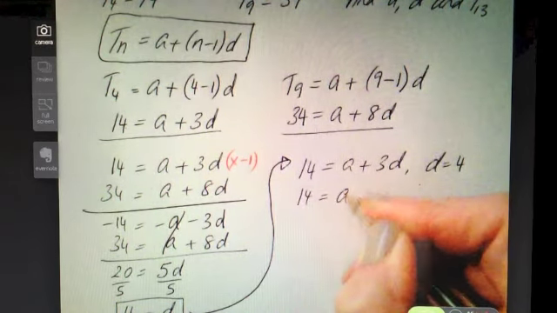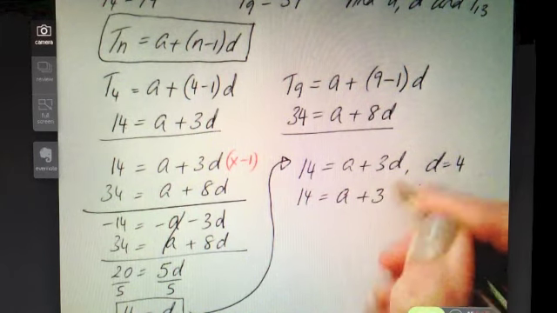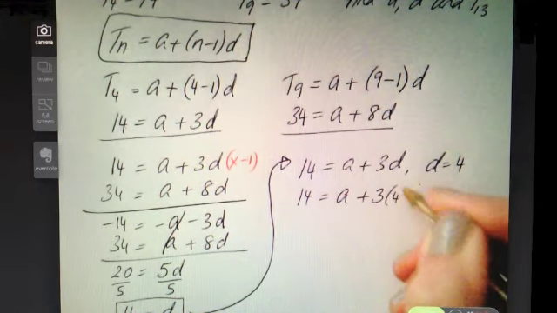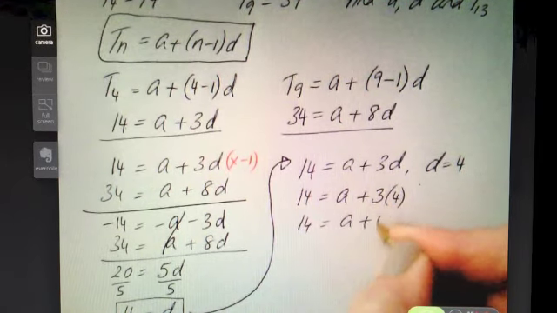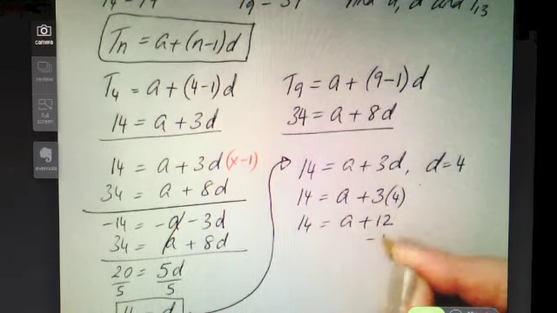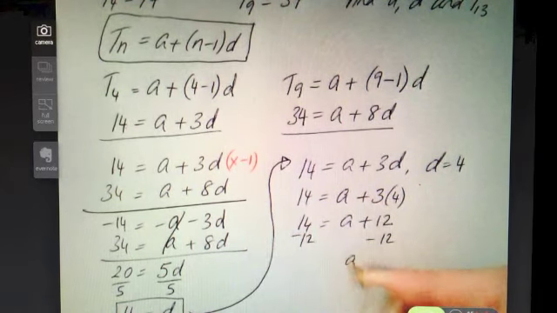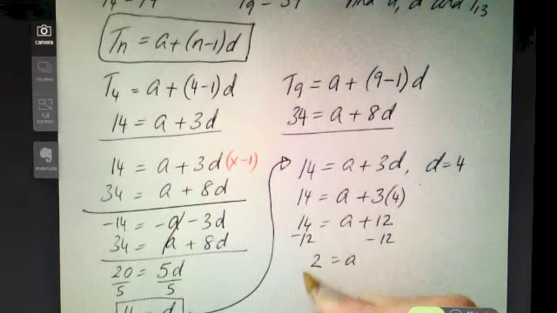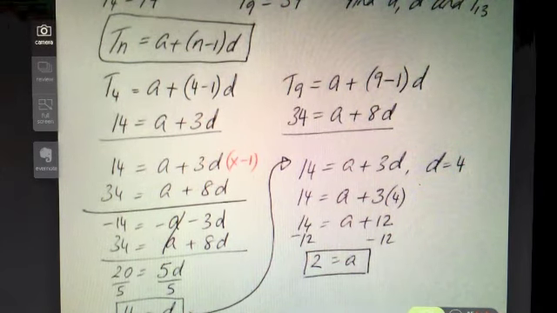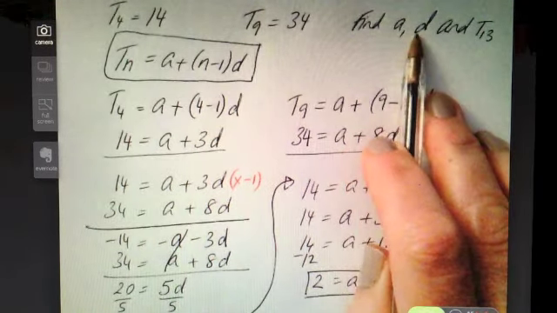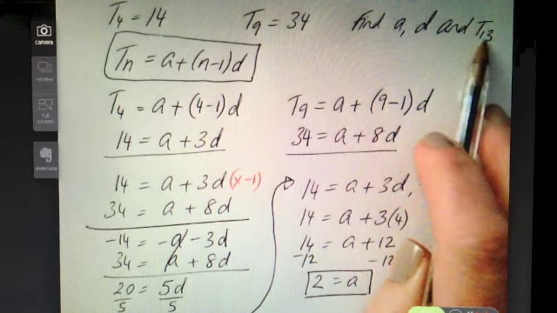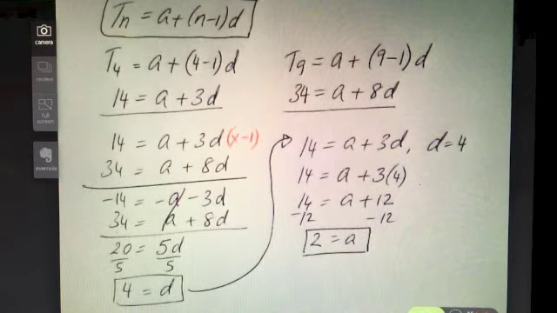So 14 is equal to A plus, and instead of 3 times D, I'm going to sub in 4, keep brackets around it, remember. So 3 times 4, which works out to be 12, and now to get A on its own, I'll take away 12 from both sides, so I get A is equal to 2. So there is the first couple of parts to this question. I was asked to find A and D, which I now have, and now I'm asked to find the 13th term.